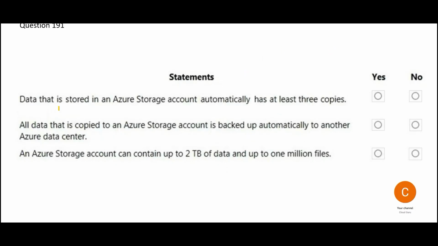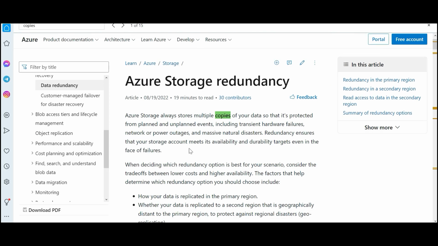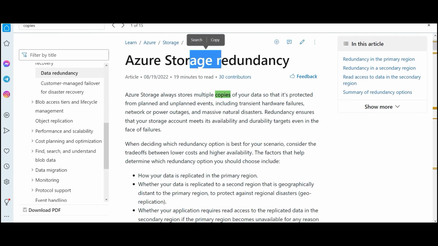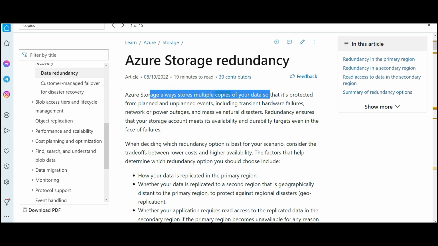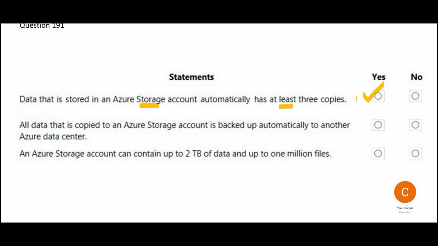The first statement says that data is stored in an Azure storage account automatically in at least 3 copies. Yes, that is correct. If you see this documentation, there is storage redundancy, which means the same data is duplicated multiple times. Azure storage always stores multiple copies of your data, so your data is protected from planned and unplanned events. That is why this answer is yes.